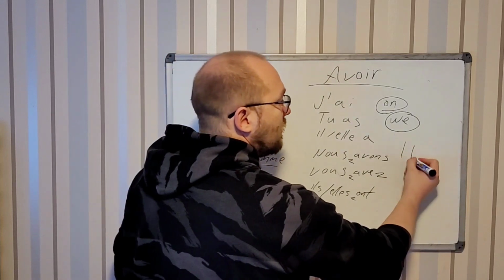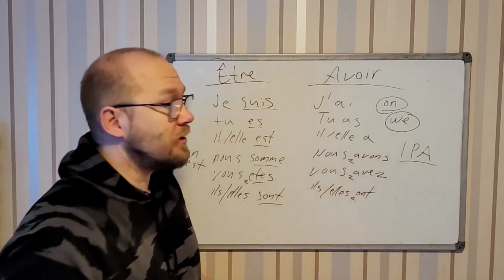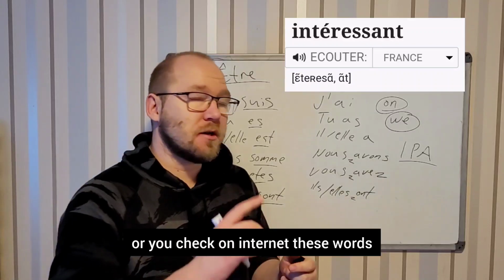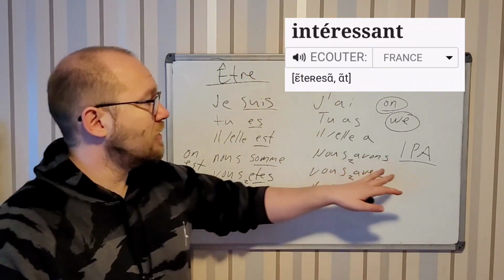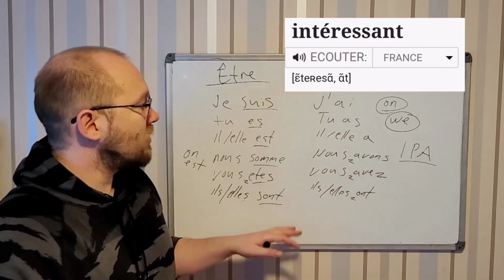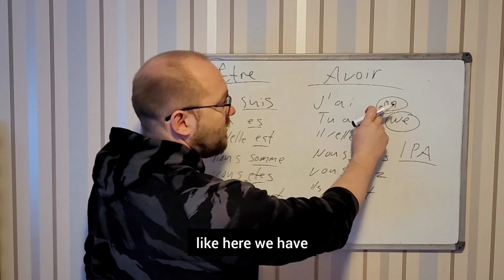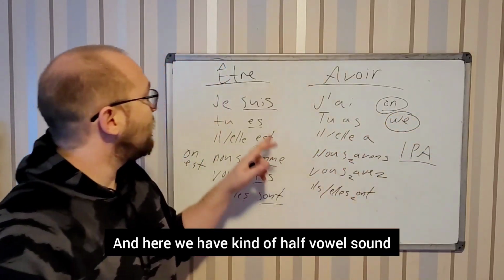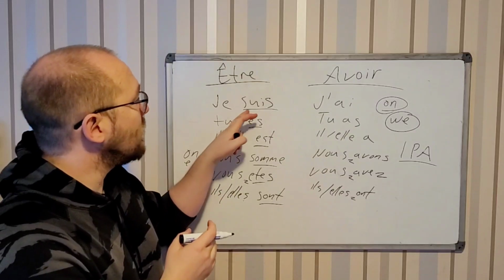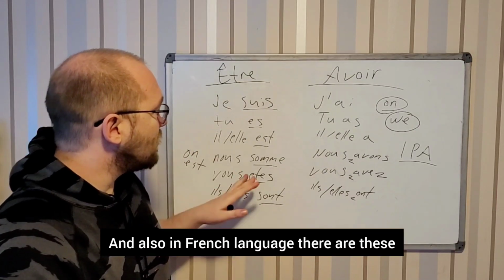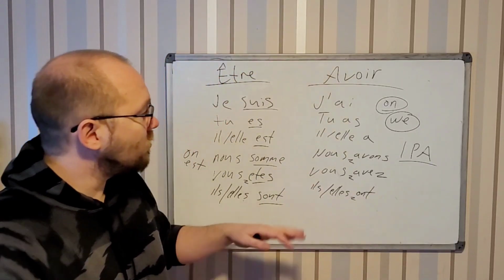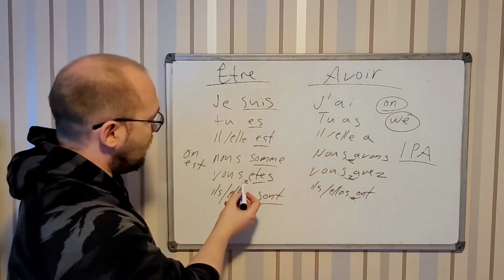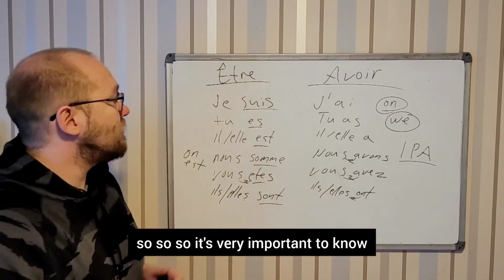And as a beginner, it's good to check IPA. It's not beer. It's International Phonetic Alphabet. So when you take a dictionary or you check on internet these words, you see how they are pronounced. So you can check like here we have nasal sounds, and you can check those. And here we have kind of a half vowel sound, yeah, suis. And also in the French language there are these liaisons, like here. So it's very important to know.